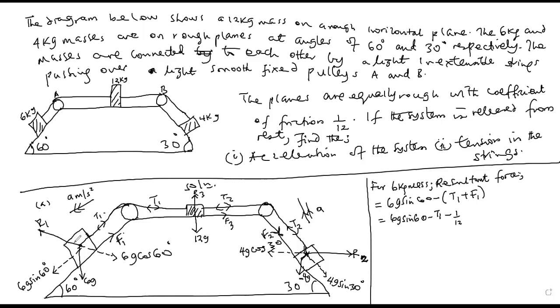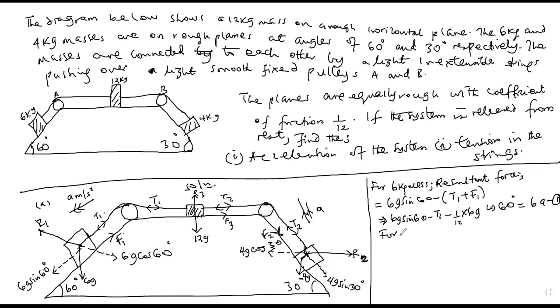But R1 is the same as 6G cos 60. So it is going to be 1/12 times 6G, then cos 60. That is the first force. But remember, this force is equal to mass times acceleration. So it will be mass, which is 6, times acceleration. I call this my equation 1.